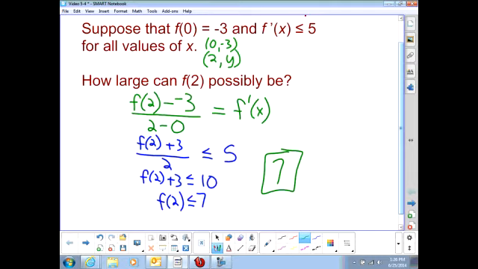So if I gave you this on a quiz or test, and you wrote f of 2 is less than or equal to 7, you would lose a point because that's not your actual answer. You haven't said how large it can possibly be. 7 is the largest it could be.